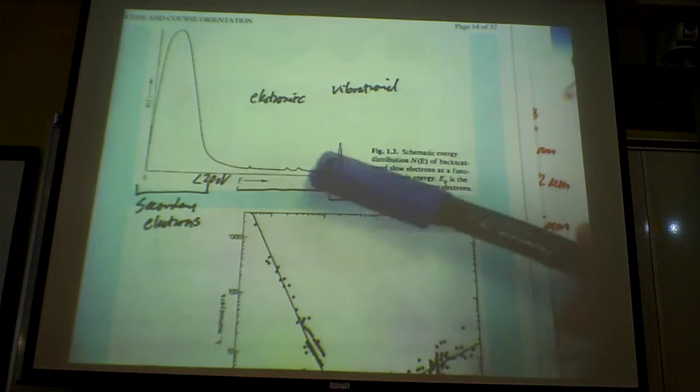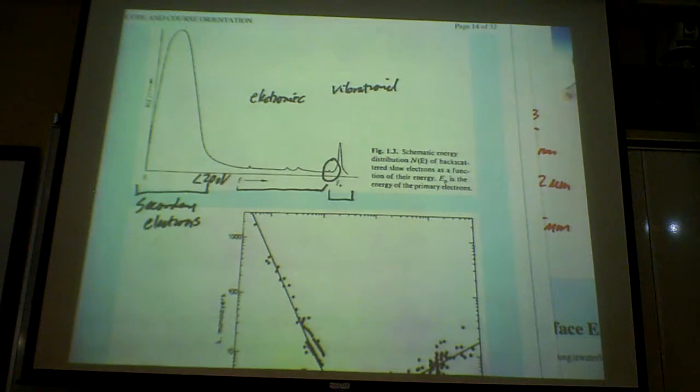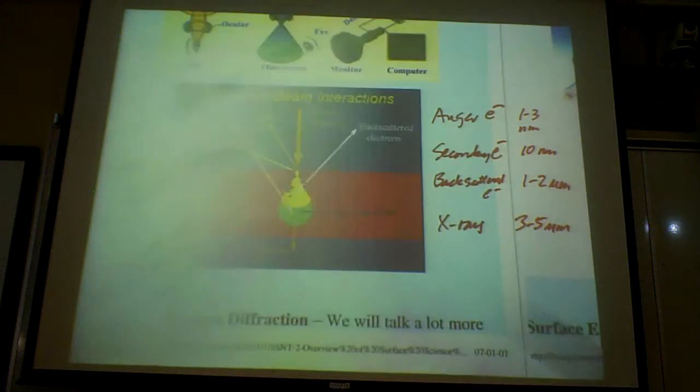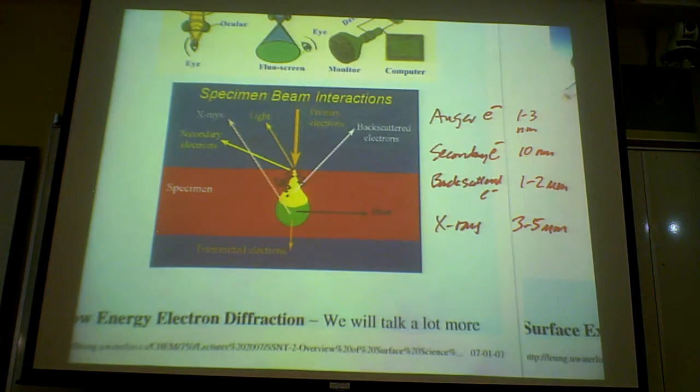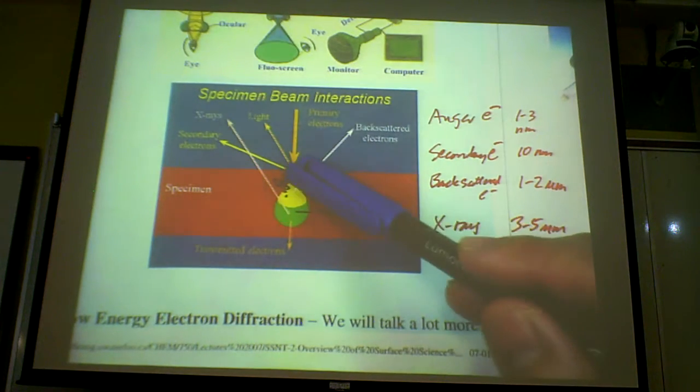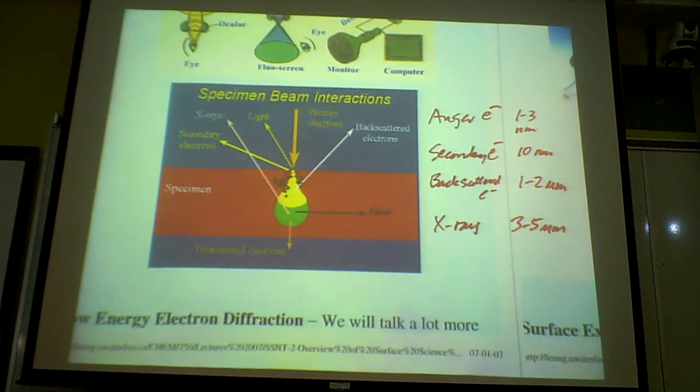You still cannot determine these peak locations except when you do energy loss. We'll talk quickly about this. These are called backscatter electrons. Backscatter electrons are very, very long. Why? Because they probe all the way down to a couple of microns.